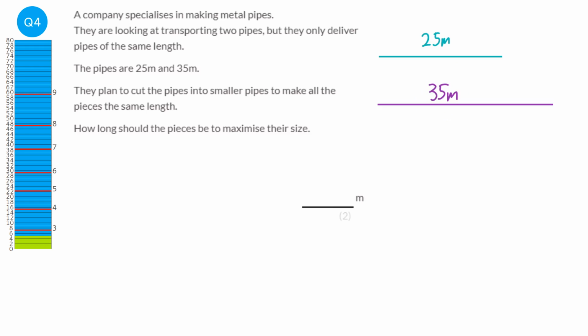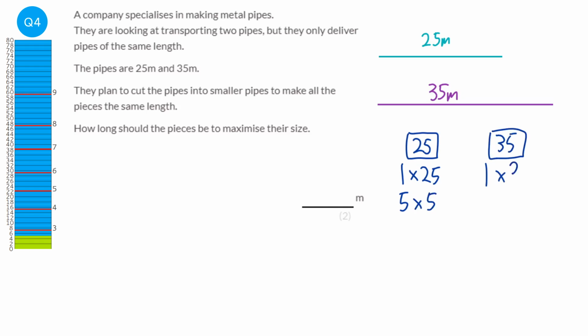So to find the highest common factor, what we do is we just find the factors of 25, which is 1 and 25 and 5 and 5. And the factors of 35, which will be 1 and 35 and 5 and 7. And the highest common factor is the number in both lists, the highest number in both lists, so it's 5.